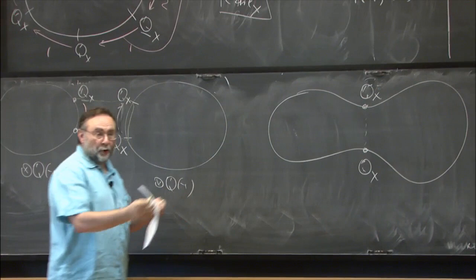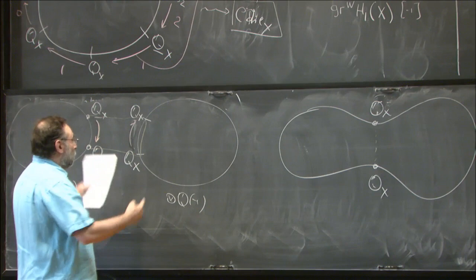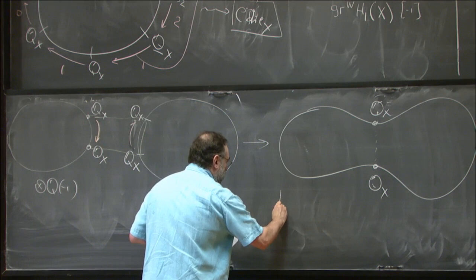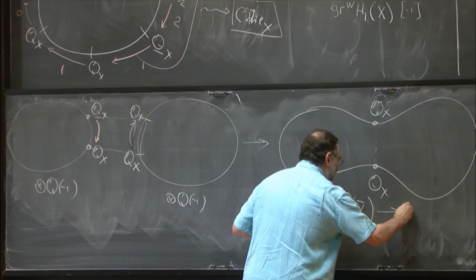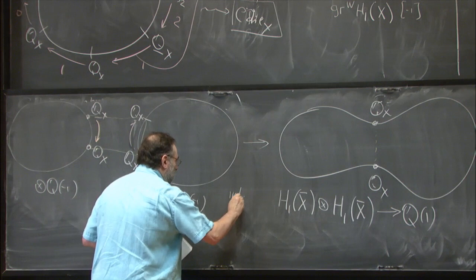But there's something I have to explain. So when I glue them, I have to say that there is this map. So in this case, it will be a map just between H1 of x bar. I write this in a kind of what it is without talking about this x. So there is a guy which goes to Q of 1 here. And so I use this. This is the intersection pairing. OK?